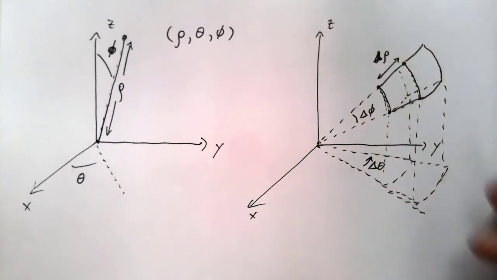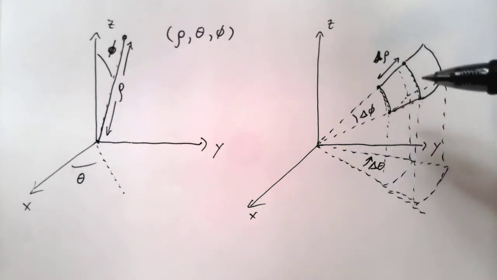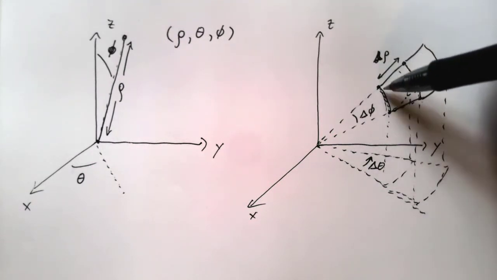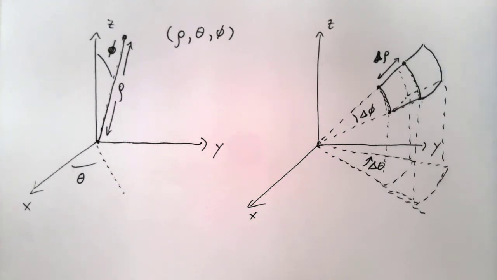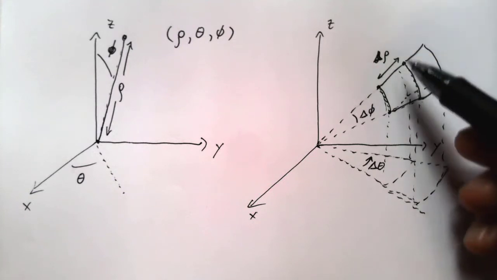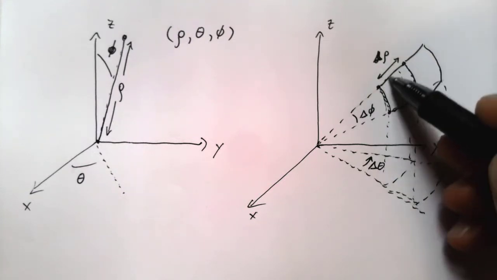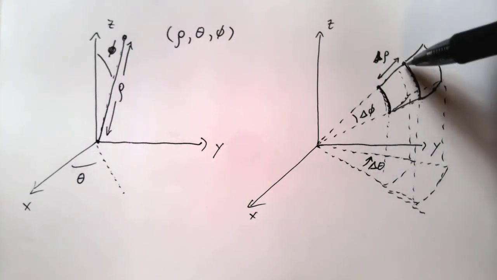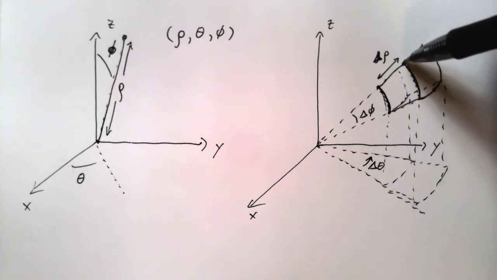Okay. And the idea is it's kind of like a box, right? It's not too far away from being a box. So the volume of a box is length times width times height. All right, so let's find the length and width and height here. Well, we've got the length in this direction. Now I want to find this distance here.